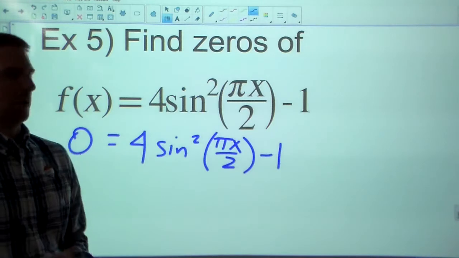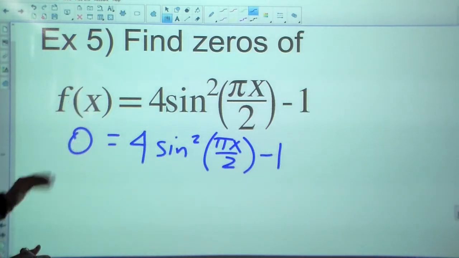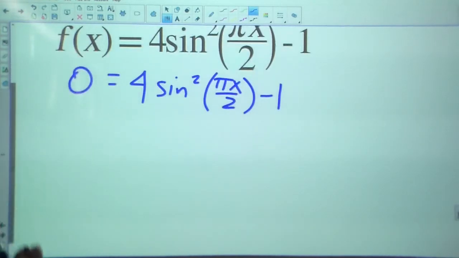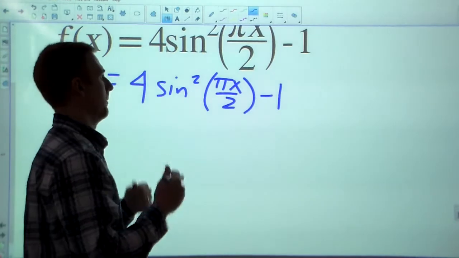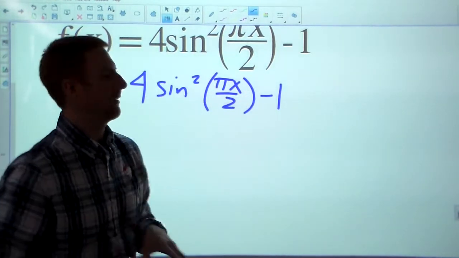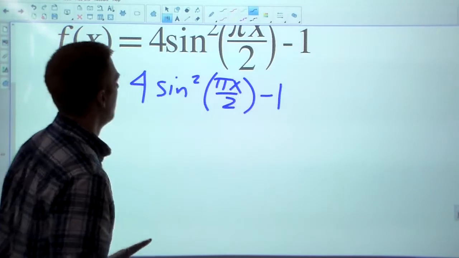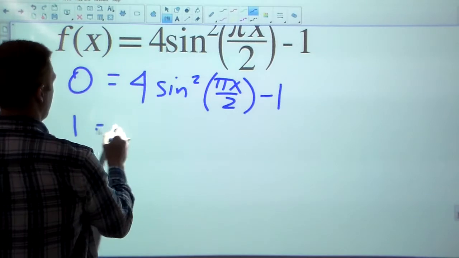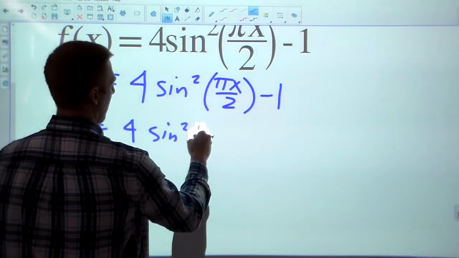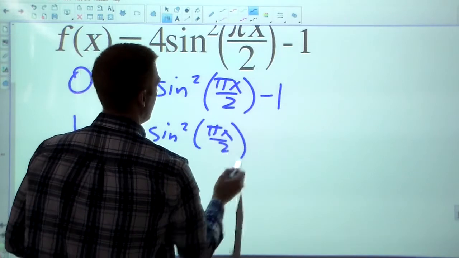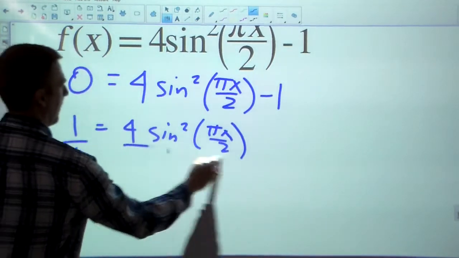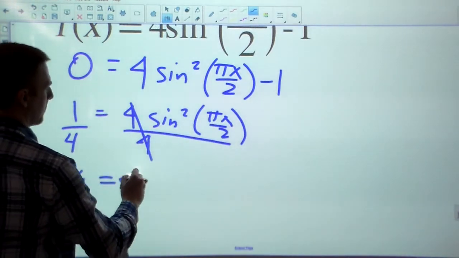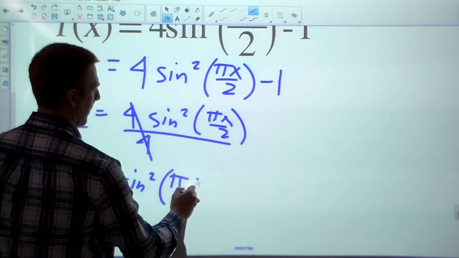For this example, we're finding zeros. So I went ahead and just said f of x is 0 because I want to see where it crosses the x-axis. So again, back to PEMDAS. We always want to go with addition, subtraction first, work our way up the chain. Parentheses will have to come last. So this right here will be the last thing we deal with. So the first thing we could do is to add 1 to both sides. And I'll go ahead and write out what we have at that stage. The next thing would be to divide by 4 on both sides. So now 1/4 is sine squared of pi x over 2.